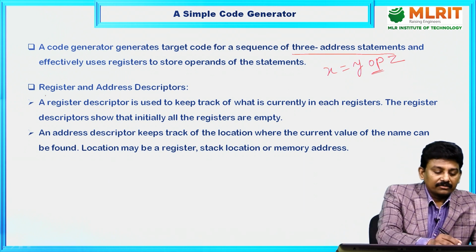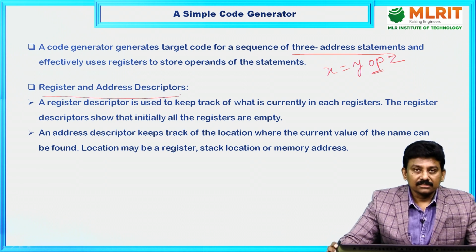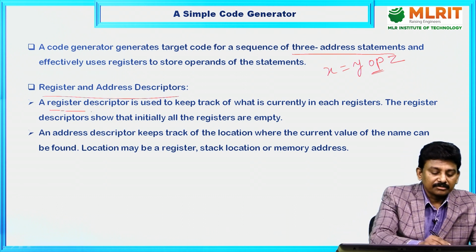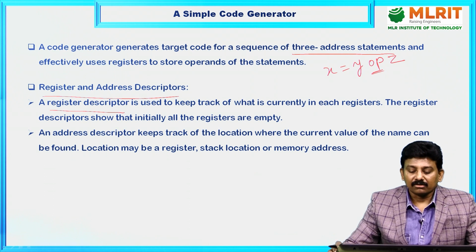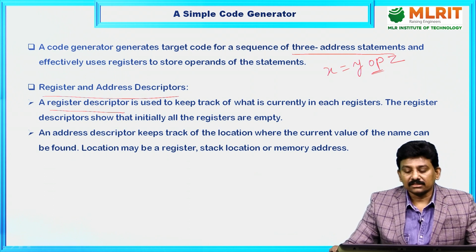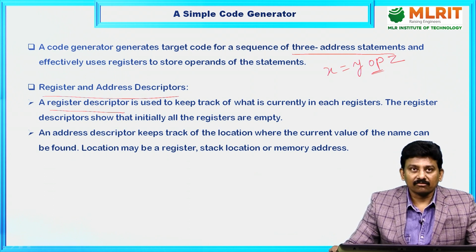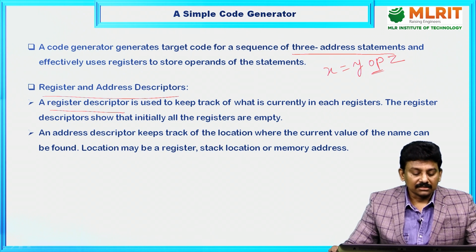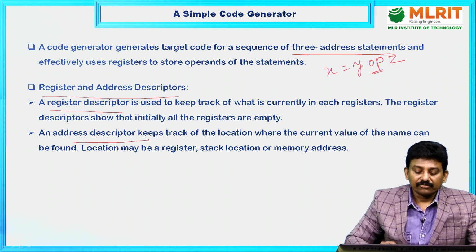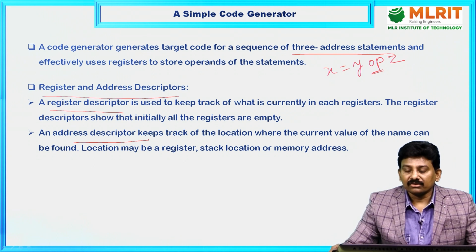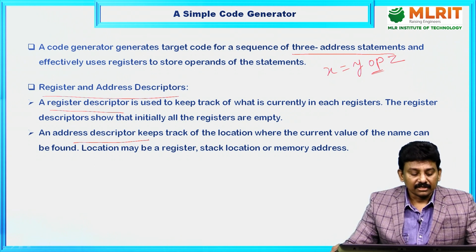So, we have register and address descriptors. Register descriptor is used to keep track of what is currently in each register, that is, which value is stored in the current register. The register descriptor shows that initially all the registers are empty. The address descriptor keeps track of the location where the current value of the name can be found. The location may be a register, a stack location or a memory address.